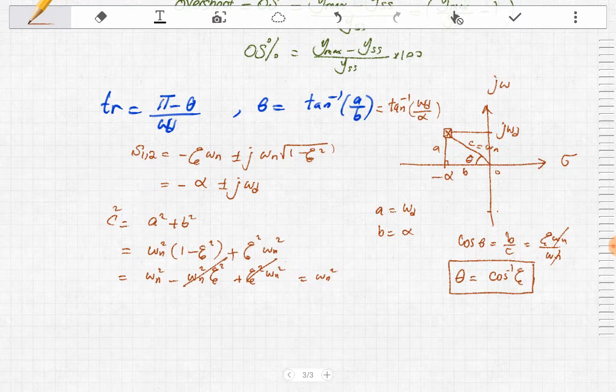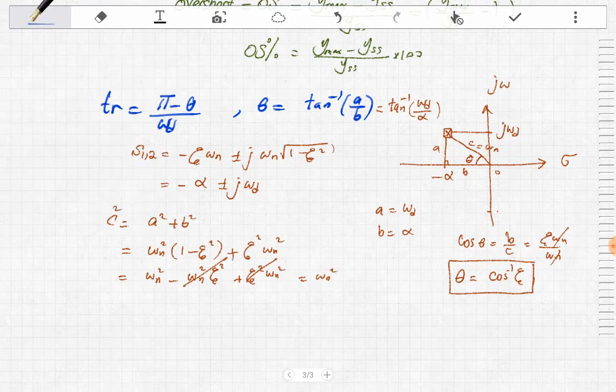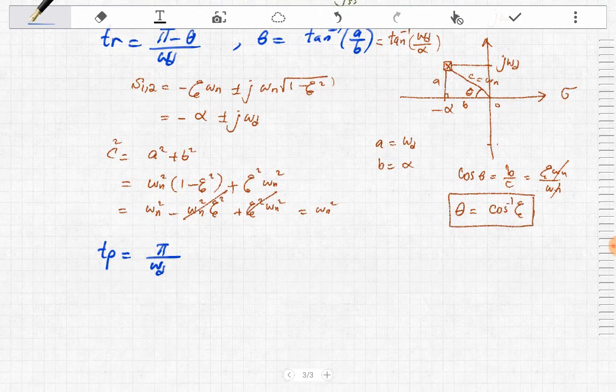TP, what's TP? The time at the peak. It's the time where y is equal to y maximum, right? So TP is equal to pi over omega d. That's it. That's how you find the peak time. Pi in radians, of course, over omega d. And you know what omega d is? So that's the peak time. What else? We need settling time, right? And overshoot. That's what's left.